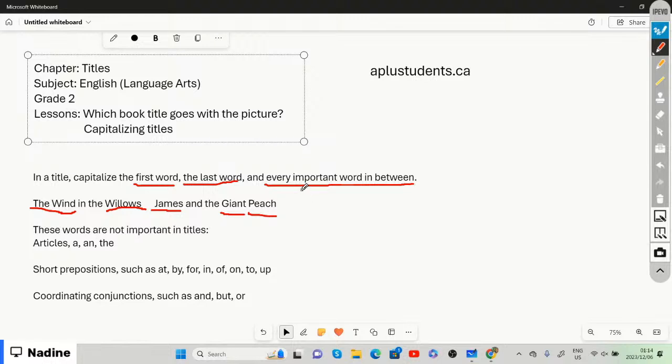So during the lesson, we're going to look at which book title goes with the pictures, and we're also going to be capitalizing titles. And remember, we capitalize based on what's important.